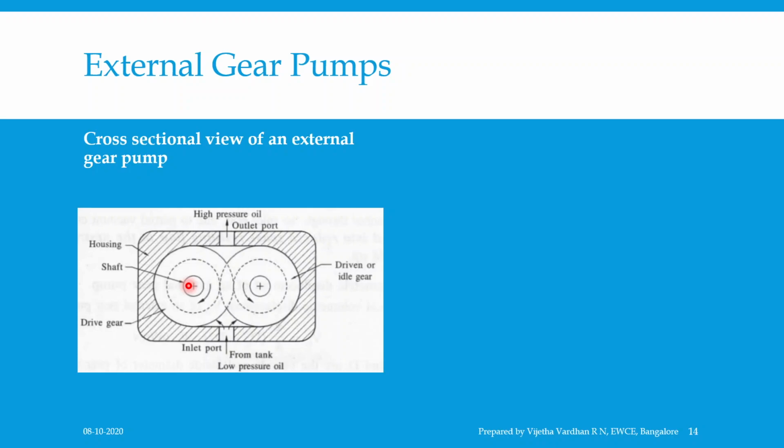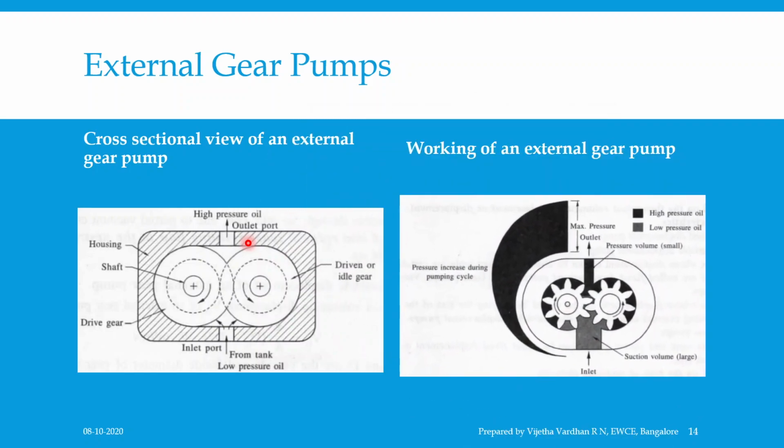Now, two ports are provided to serve as an inlet port and a delivery port, and are located on opposite sides of the housing, which you can see in the figure. For the best performance, the port should be as large, straight, and unobstructed as possible. Now, how does it work? Let us understand the working of the external gear pump.